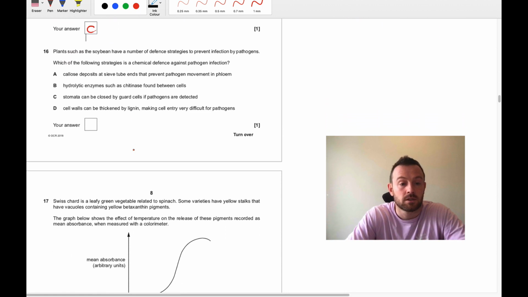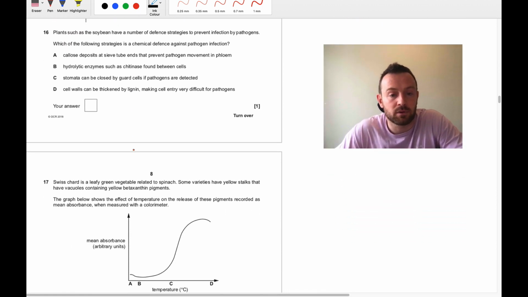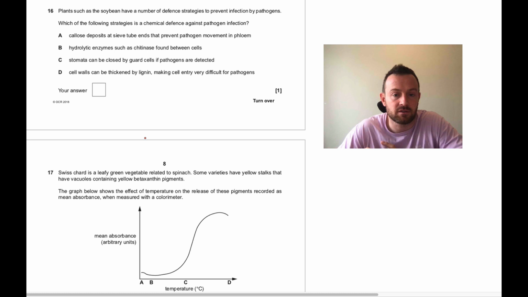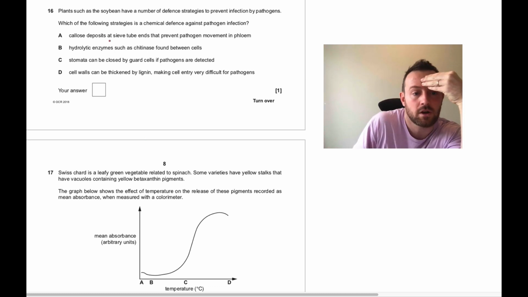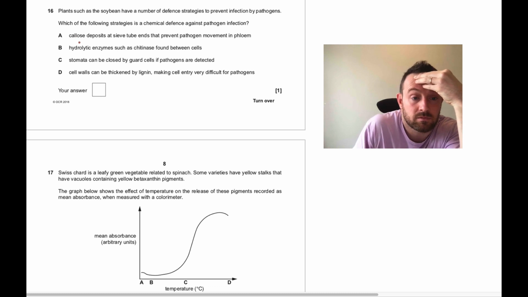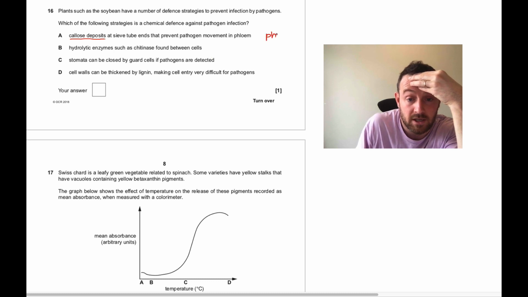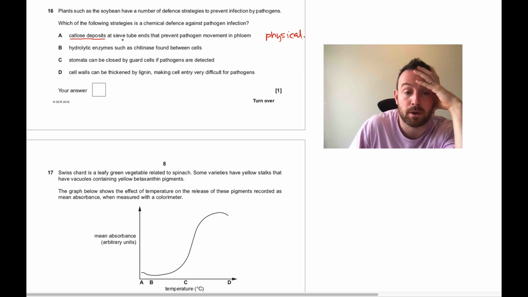16. Plants such as the soybean have a number of defense strategies to prevent infection by pathogens. Which of the following strategies is a chemical defense against pathogen infections? Oh, okay, chemical. All right, so callose, you might have been tempted by this one, but this is actually a physical block. Callose is essentially a plug that plugs the sieve tube.